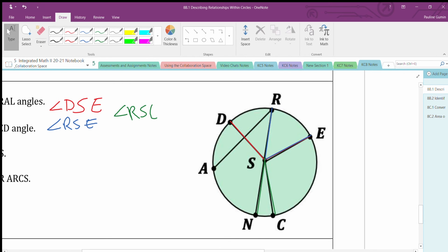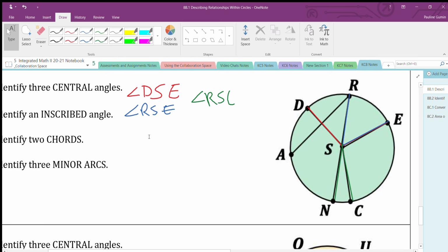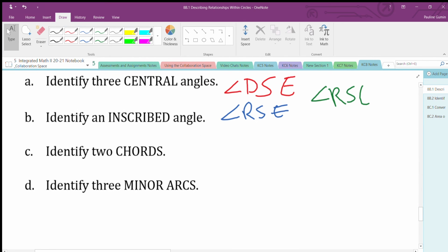Okay. Next, inscribed angles. This is an angle that is formed, but not with the center. I only see one. ARN. Oh, good. I only asked for one. ARN.